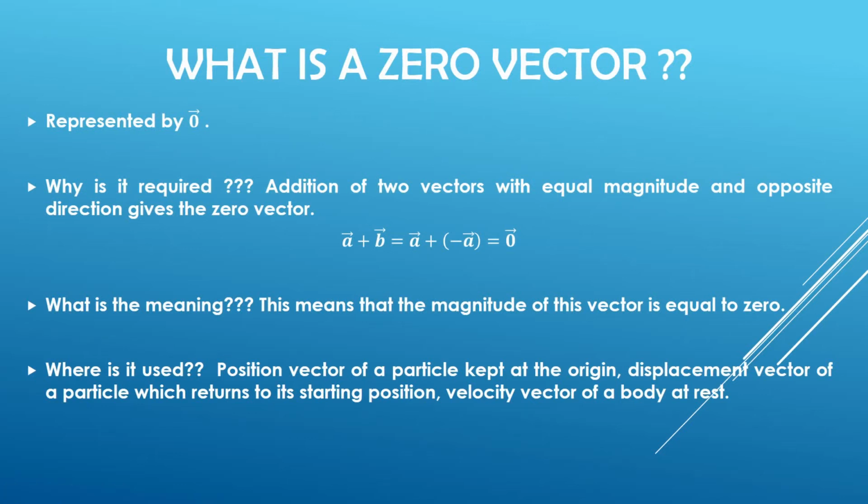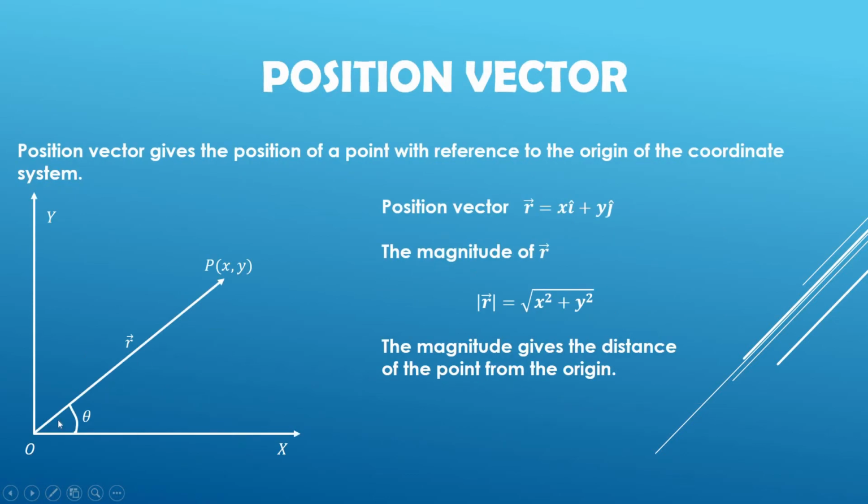What is the physical significance of this zero vector? This is the position vector of a particle kept at the origin. If we keep a particle at the origin, let me go back to the position vector slide. If we want to know the position vector of the particle kept here, then we can say that it is a zero vector because the magnitude will be 0.